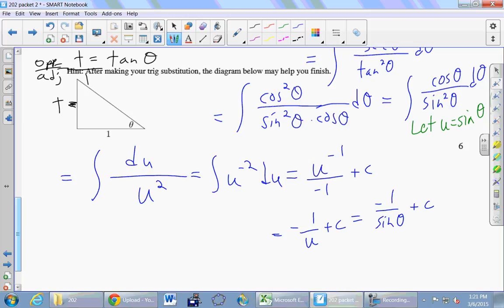And this problem is really asking me to find the sine of theta. And the sine is what over what? Opposite over hypotenuse. So if I can just get my hands on that hypotenuse, then I've got my answer. We have to figure this out with the Pythagorean theorem, right? T squared plus 1 squared and then square root. And so then the sine of theta is really opposite over hypotenuse. So we'll just put that over here and we're done. Negative 1 over, opposite is t, divided by the hypotenuse, square root of t squared plus 1.